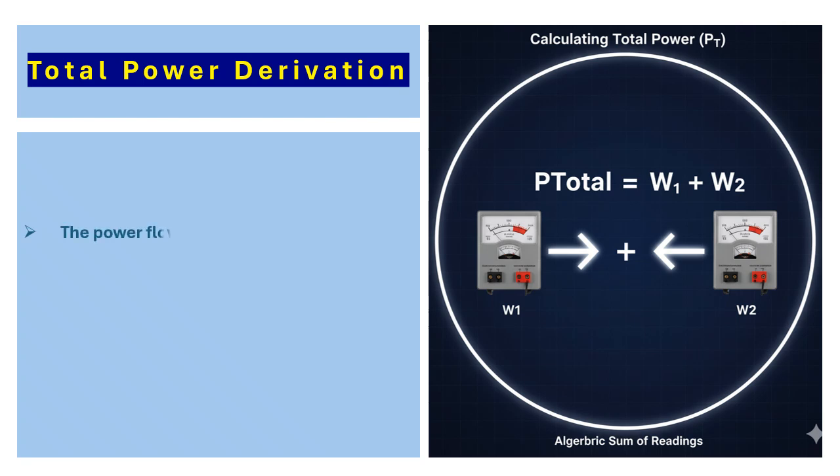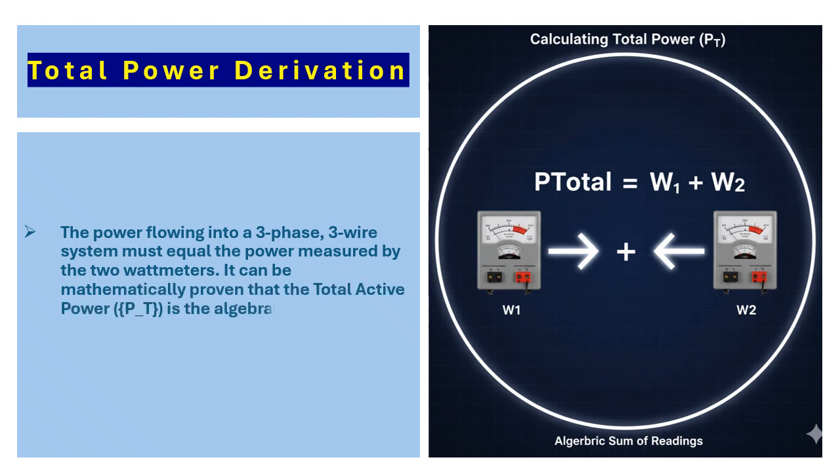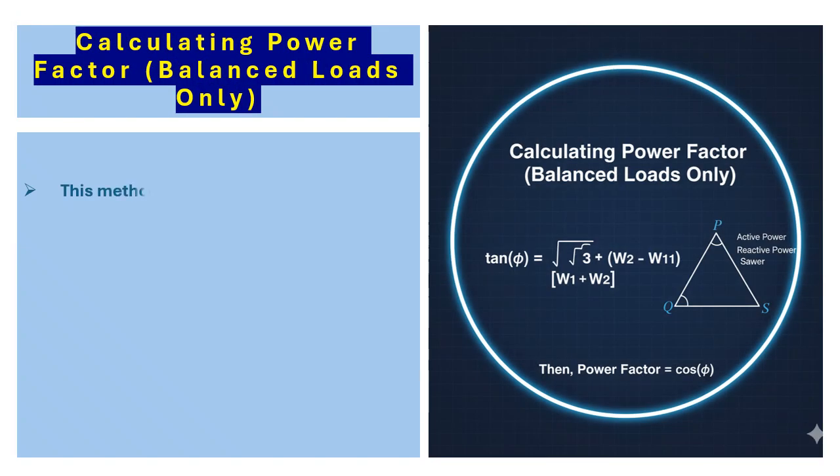Total power derivation. The power flowing into a three-phase, three-wire system must equal the power measured by the two wattmeters. It can be mathematically proven that the total active power, P_T, is the algebraic sum of the two readings. P_T is equal to W_1 plus W_2.